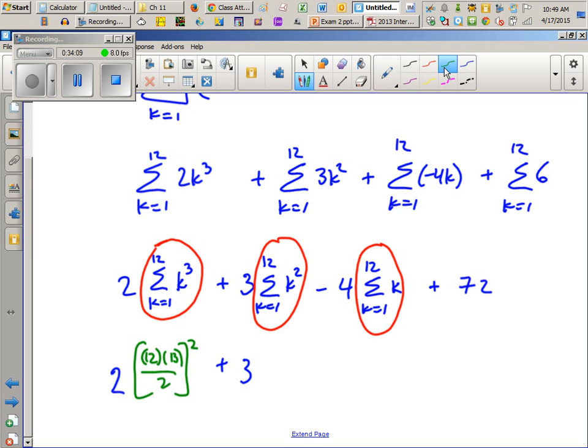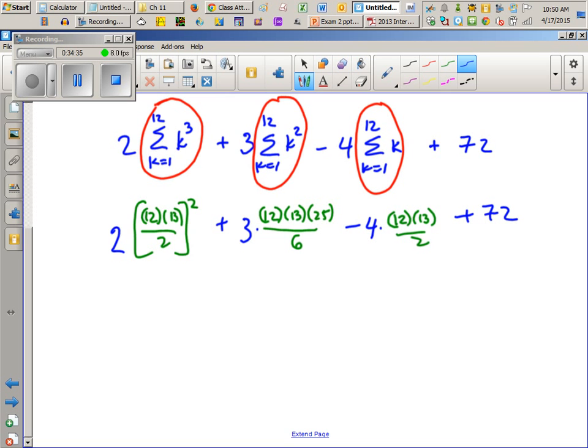Maybe if the numbers get a little big, we'll use a calculator. The k squared formula is actually the most complicated of the 3. So it's going to be 12 times 13 times 25 over 6. Then the next one is the k formula. That's just 12 times 13 over 2. And then we have this plus 72. So I just stole the 3 formulas. The first one was n times n plus 1 over 2 quantity squared. The second one was n times n plus 1 times 2n plus 1 over 6. And the third one was n times n plus 1 over 2. It's stuck in 12, and now I'm ready to simplify and solve this.